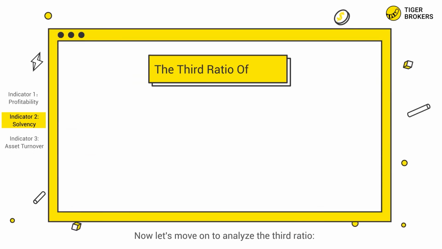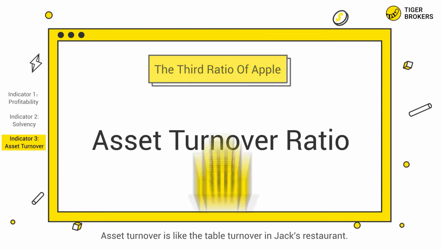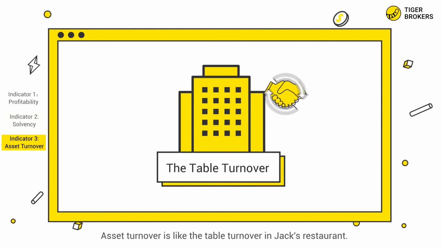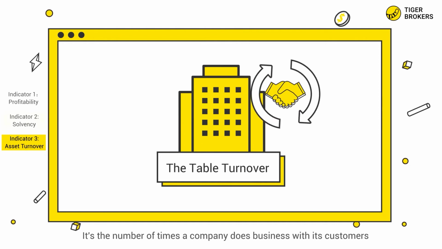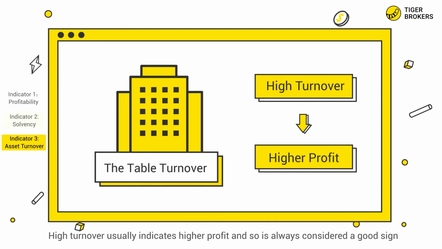Now, let's move on to analyze the third ratio, asset turnover ratio. Asset turnover is like the table turnover in Jack's restaurant. It's the number of times a company does business with its customers. High turnover usually indicates higher profit, and so is always considered a good sign.